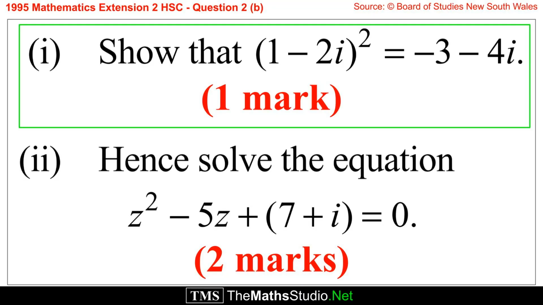Question 2, Part B, Part 1. Show that (1 minus 2i) squared equals negative 3 minus 4i.